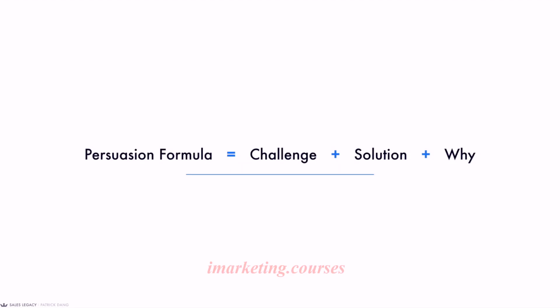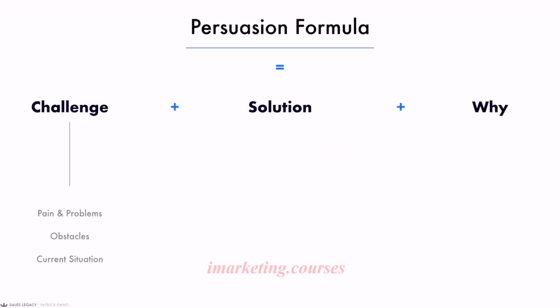All right, so the persuasion formula is going to have 3 core elements. You're going to talk about the challenge that your prospects are facing. Then you're going to come in with the solution, meaning your product or service is a solution to that challenge. And then you're going to talk about why it's important, why your product or service is better or different than everybody else. So challenge, solution, and why. It pretty much goes in that order, like 1, 2, 3. So let's go ahead and dive deeper on how this works.